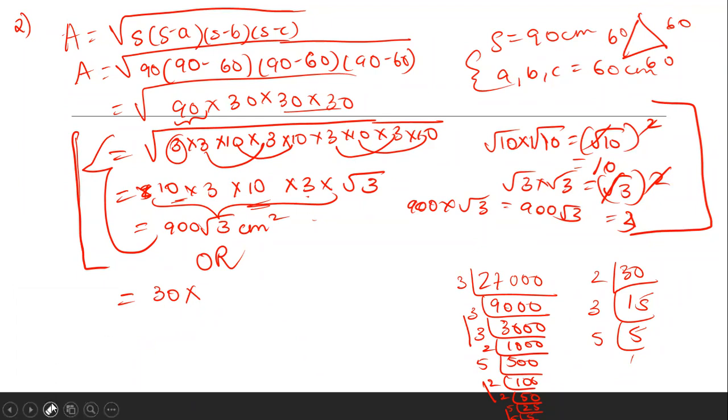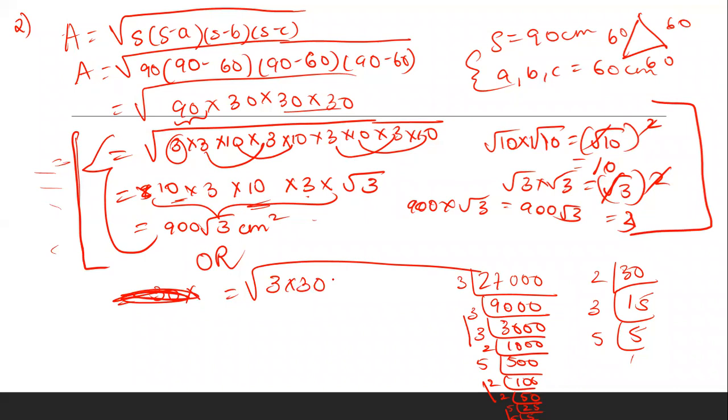Okay, so let's do it in a much easier method. If you do not want to do these steps, you can instead do this. You can take the root of 3 into 30. Just split 90 into 3 into 30, and then you can take the other 30s just like that. Now just group these two and these two.